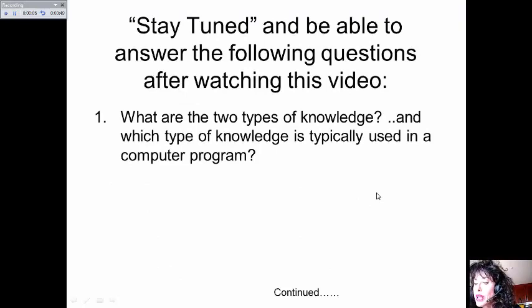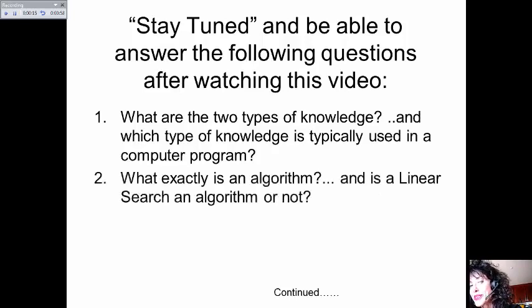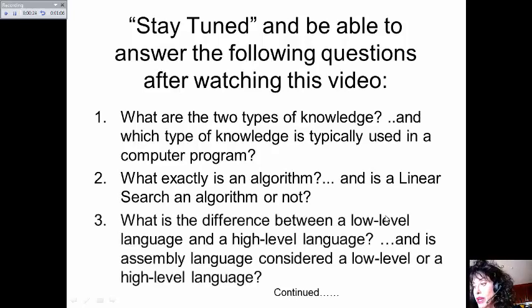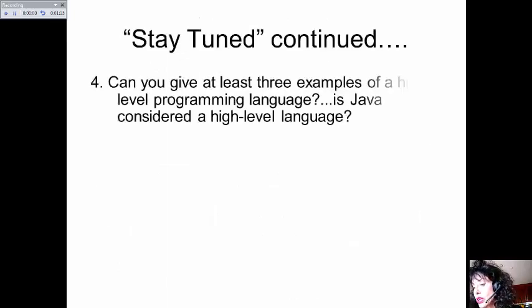Stay tuned, and after this video you're going to be taking a short quiz. Here are some questions that you might want to pay attention to. What are the two types of knowledge, and which type of knowledge is typically used in a computer program? Number 2, what exactly is an algorithm? And is a linear search an algorithm or not? Number 3, what is the difference between a low-level language and a high-level language? And is assembly language considered a low-level or a high-level language?